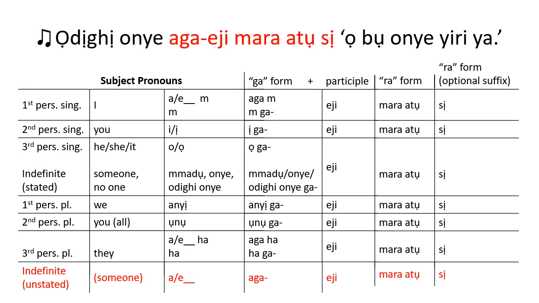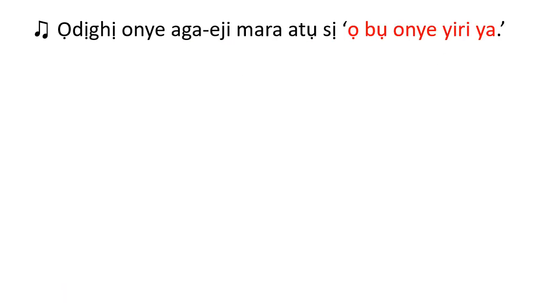So what we have here in the sentence is there isn't a person someone will use to demonstrate, to say, or no one someone will use to demonstrate to say blah blah blah. Let's see what's being said. Ọdi onye ga-eji mara tosi ọ bụ onye yiri ya.